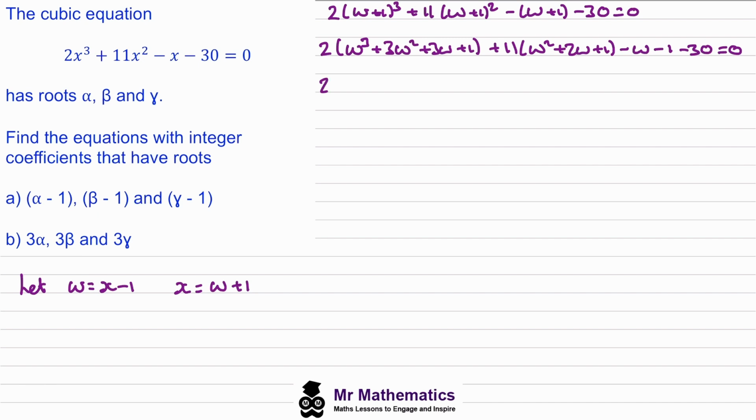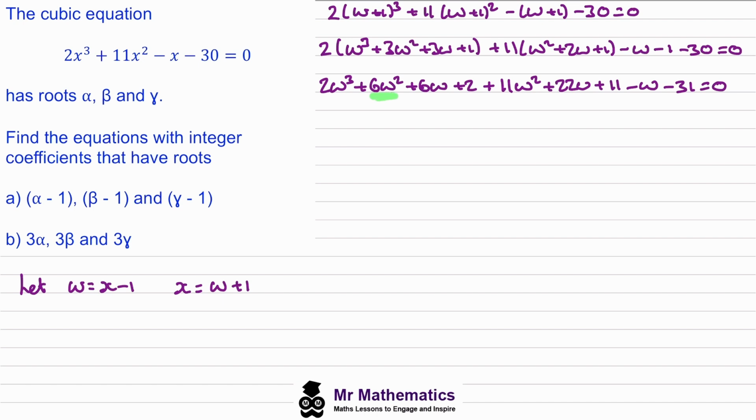So we've got 2w cubed plus 6w squared plus 6w plus 2. We'll expand out this 11, so 11w squared plus 22w plus the 11 minus the w, and then minus this 31. This will equal 0. Now I'm going to highlight the like terms.